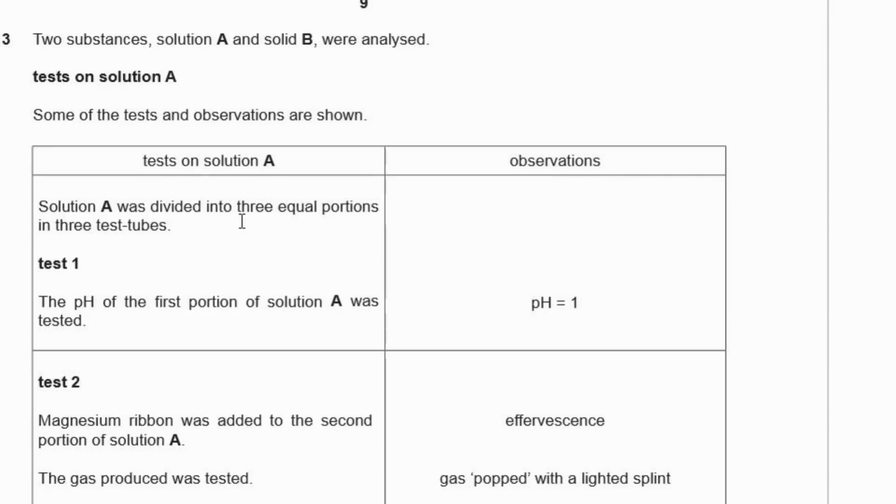So solution A was divided into 3 equal portions in 3 test tubes. So the first test, the pH of the first portion of solution A was tested. So pH 1. Ooh, that means it is an acid. Okay, so we know solution A is an acid.